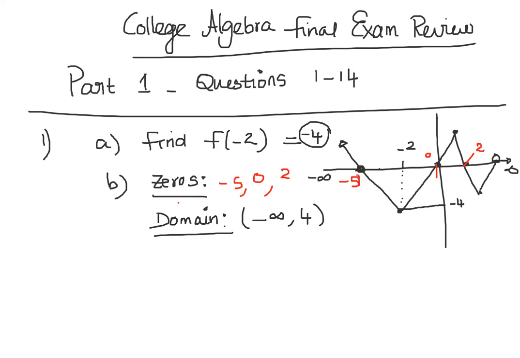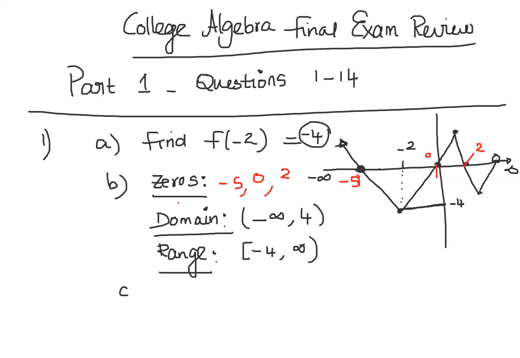And if you look at the graph for the range, the range is the y-axis. It started from -4 and it goes all the way up to positive infinity. So -4 is included, so I have to put the closed interval.